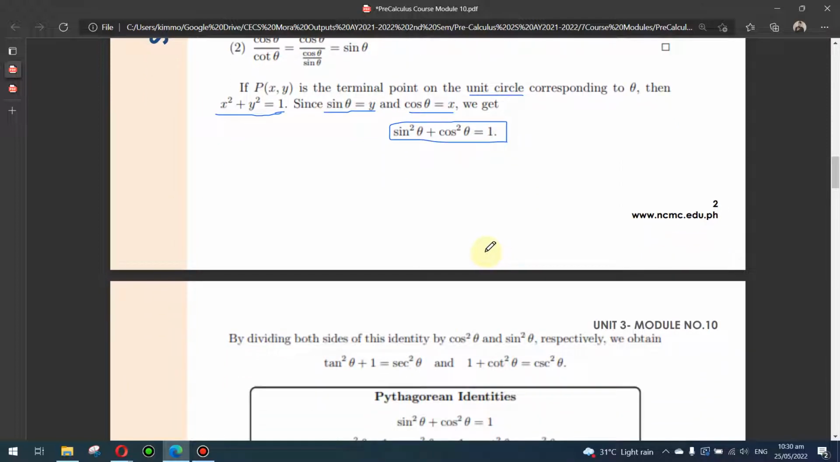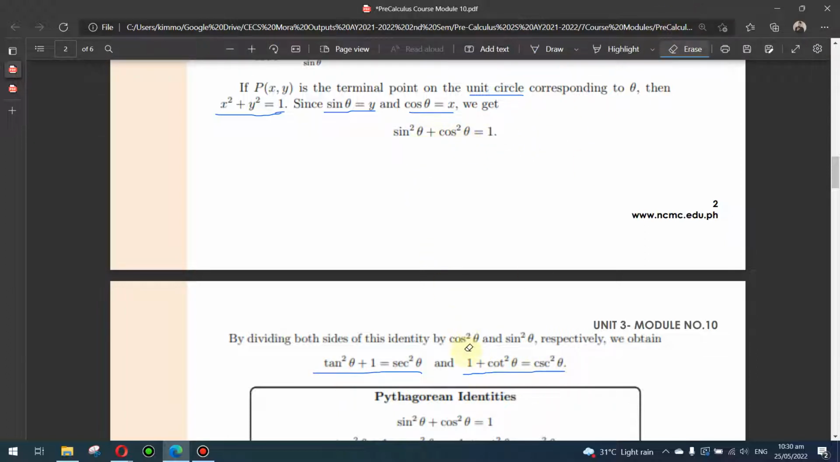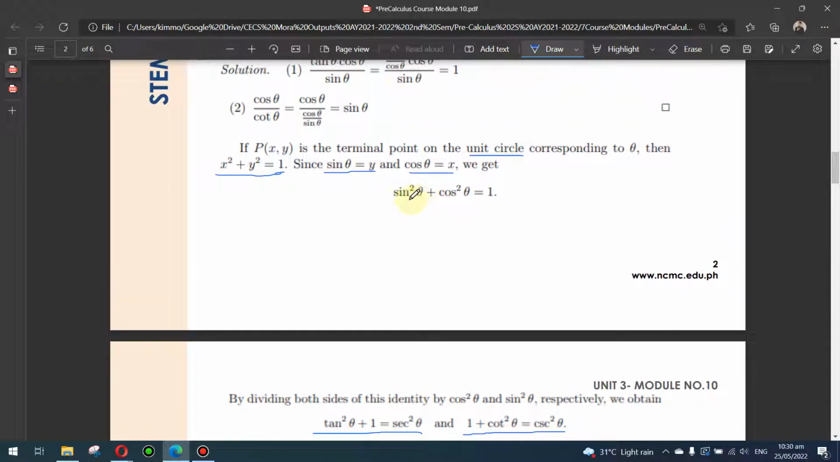Then by dividing both sides of the identity by cosine squared and sine squared, we will obtain these two equations. So first, we divide by cosine squared. When we divide both sides of the equation by cosine squared, it's as if nothing happens to the balance, because to keep the equation balanced, whatever you do on one side you do on the whole equation. So we divide everything by cosine squared.